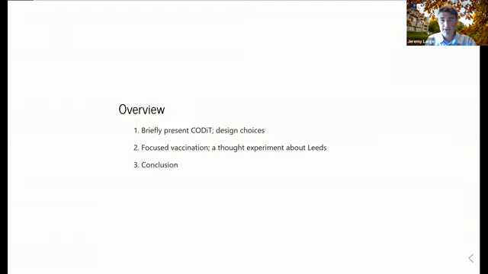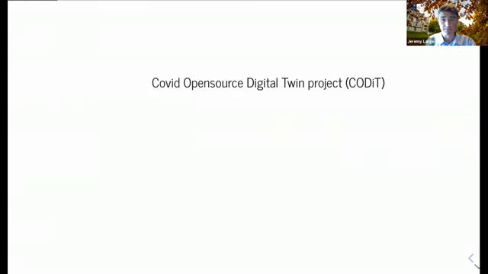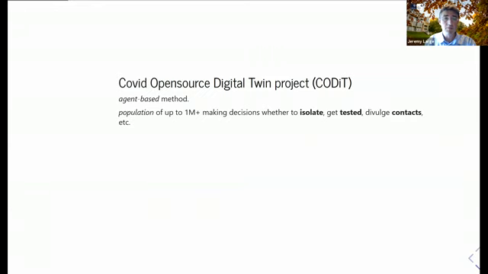Good. So let me just tell you a little more about the design choices that we made in building the CODiT agent-based model. We wanted scale. We're able to simulate up to 1 million people. We want the people that we simulate to be able to make some decisions, to have quite a bit of structure to their thinking about the disease. We want them to decide whether to isolate, decide whether to go for a test, whether to divulge their contacts to a contact tracing system, and in a wide variety of ways, how exactly to comply.